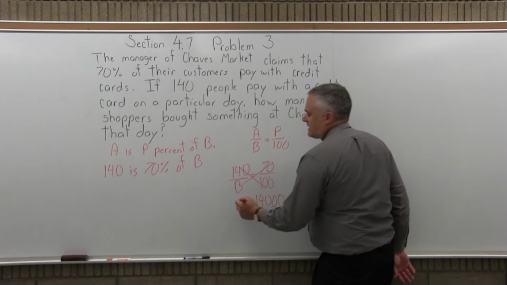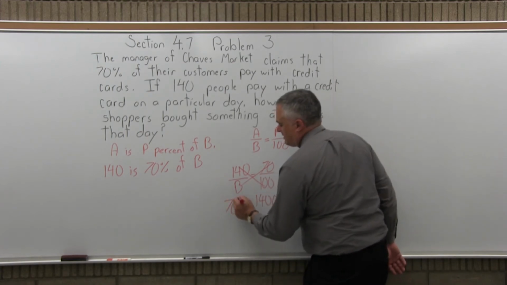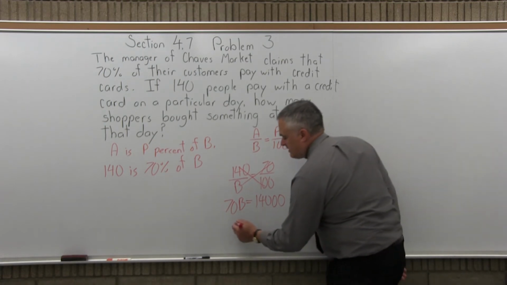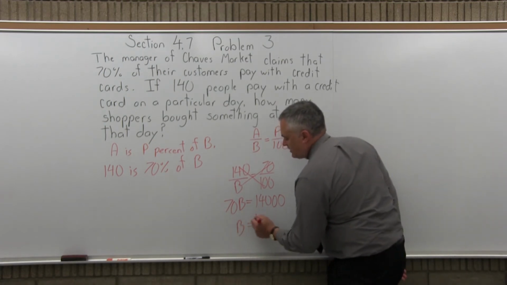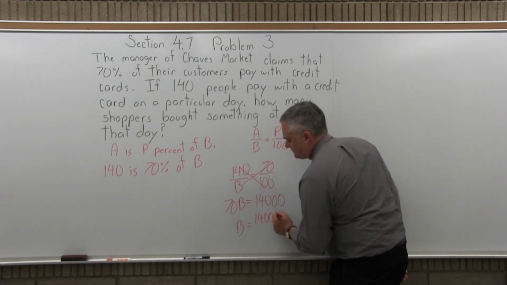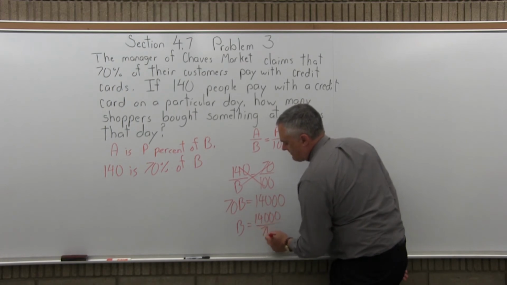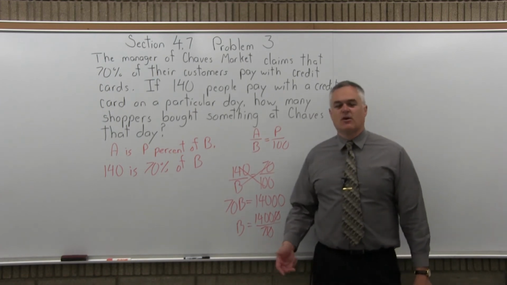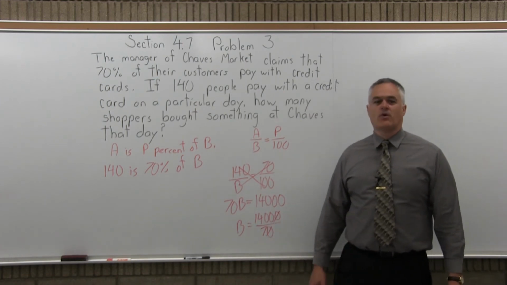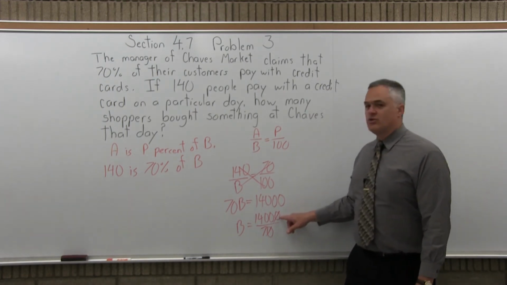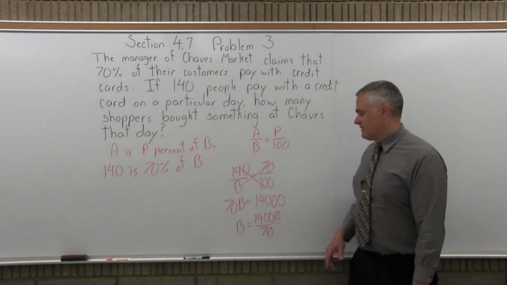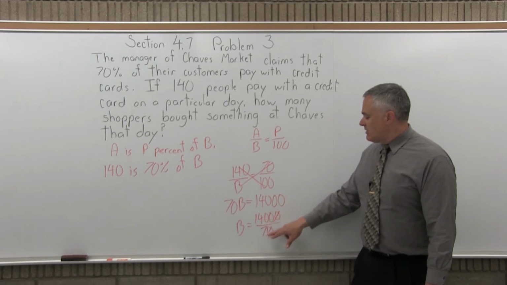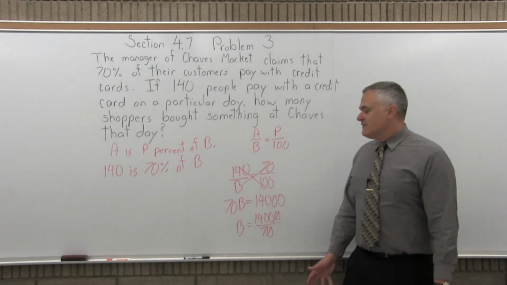Multiplying the other way, 70 times B is 70B. And again, I want what B equals, so I have to divide away the 70. B equals 14,000 over 70. Because both end in a 0, I can basically just cross off a 0 right away. I'm essentially dividing the numerator and denominator both by 10. 10 divides into both evenly. So I have 1,400 over 7. That's a fairly easy division.